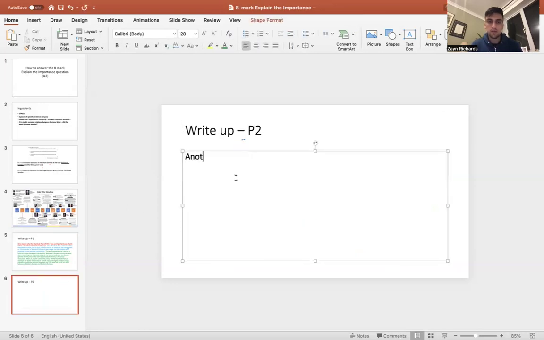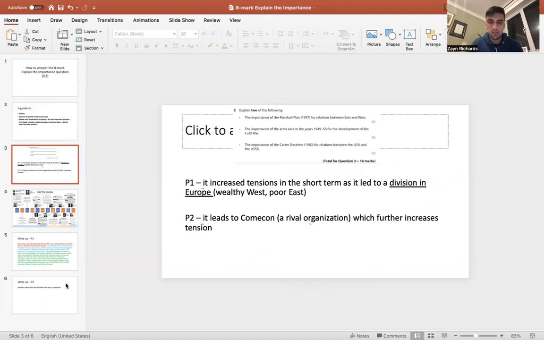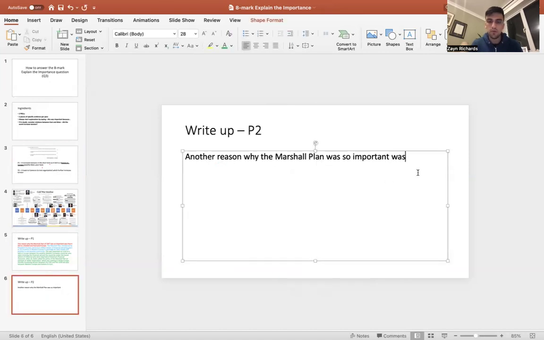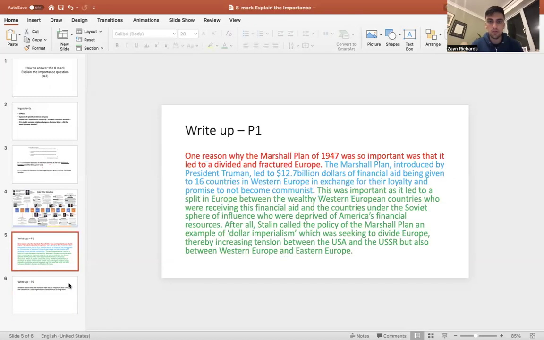So then I'll say another reason the Marshall Plan is important. Why do you keep spelling Marshall wrong? Typing too fast. So my point is that it was so important because it led to the creation of a rival organization in the medium to long term. You can divide it up into short term and long term importance.